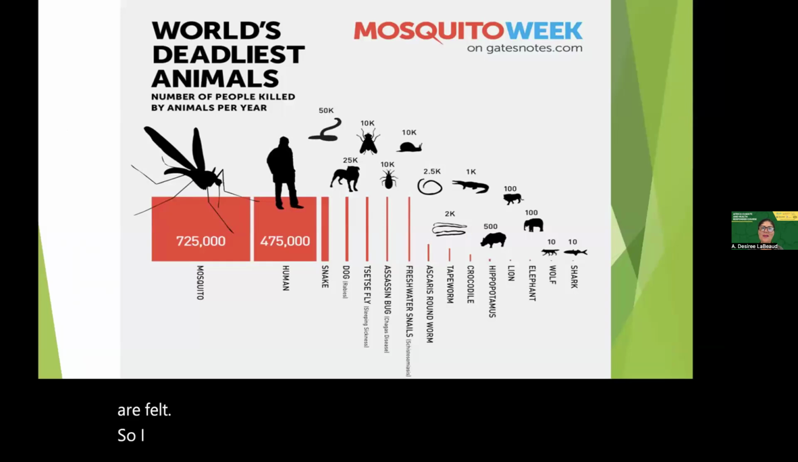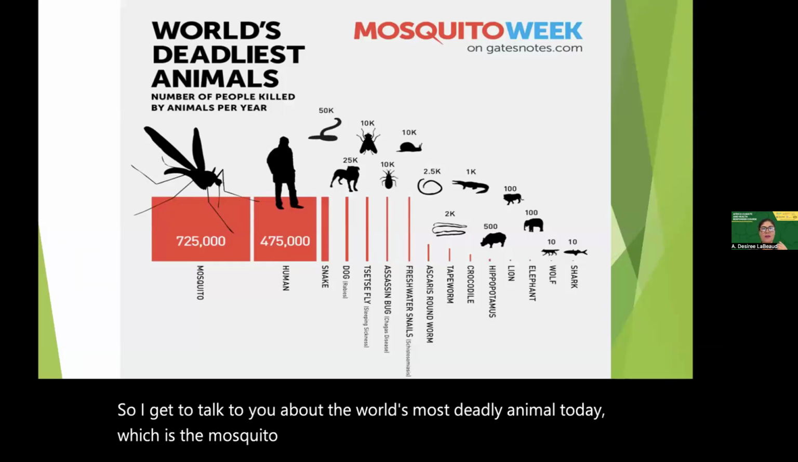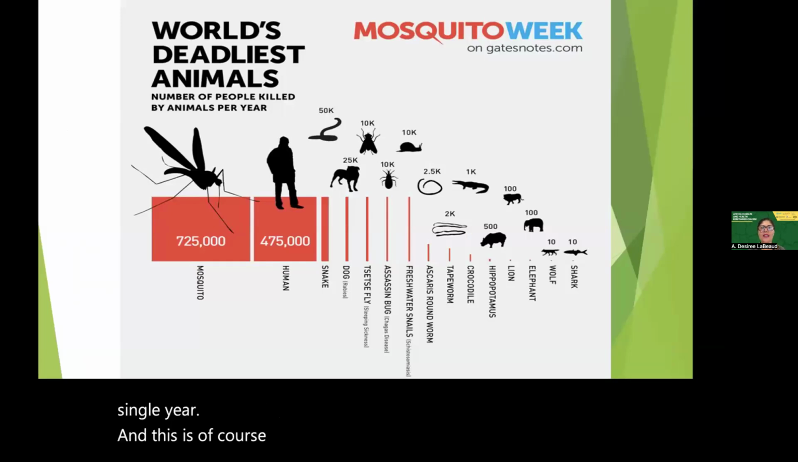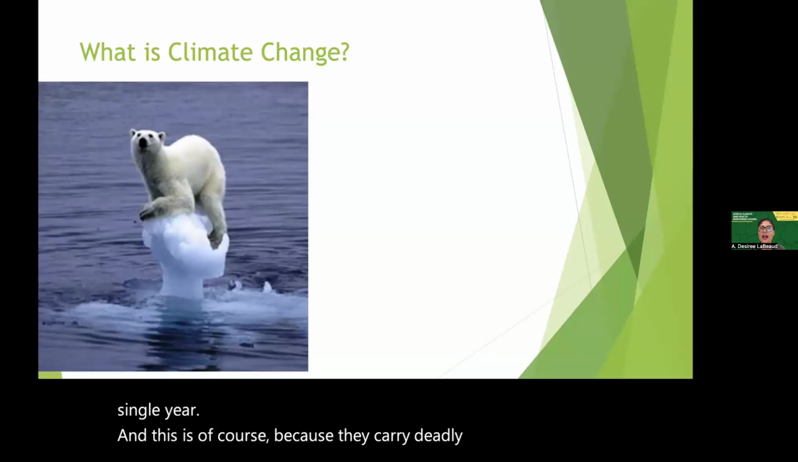So I get to talk to you about the world's most deadly animal today, which is the mosquito, which kills almost 1 million people every single year. And this is, of course, because they carry deadly pathogens. We're talking about climate change.